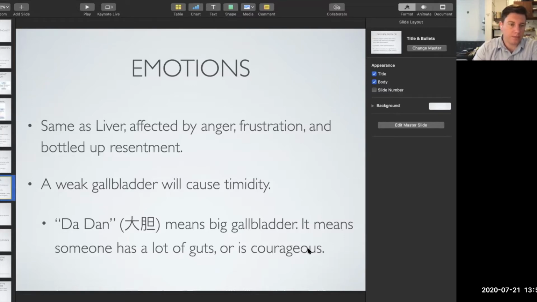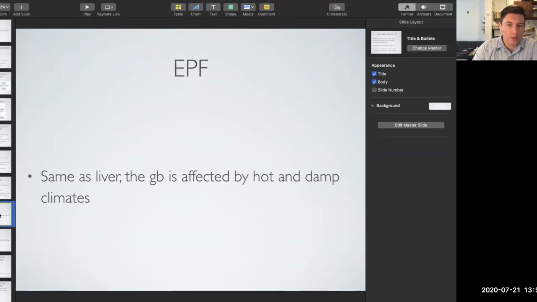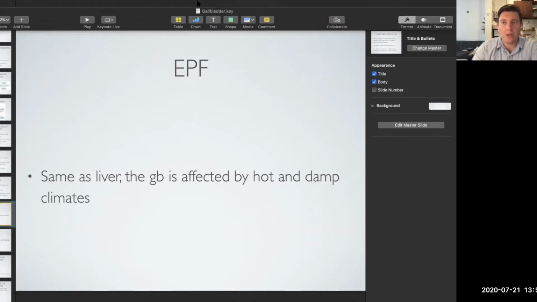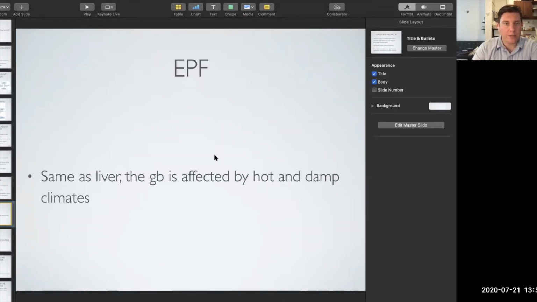Okay. So the gallbladder is not particularly bothered by the outside climate, except for the fact that because the gallbladder tends towards getting heat pathogens, really hot climates, especially really hot and damp climates, as in New York these days, can be an issue for the gallbladder.